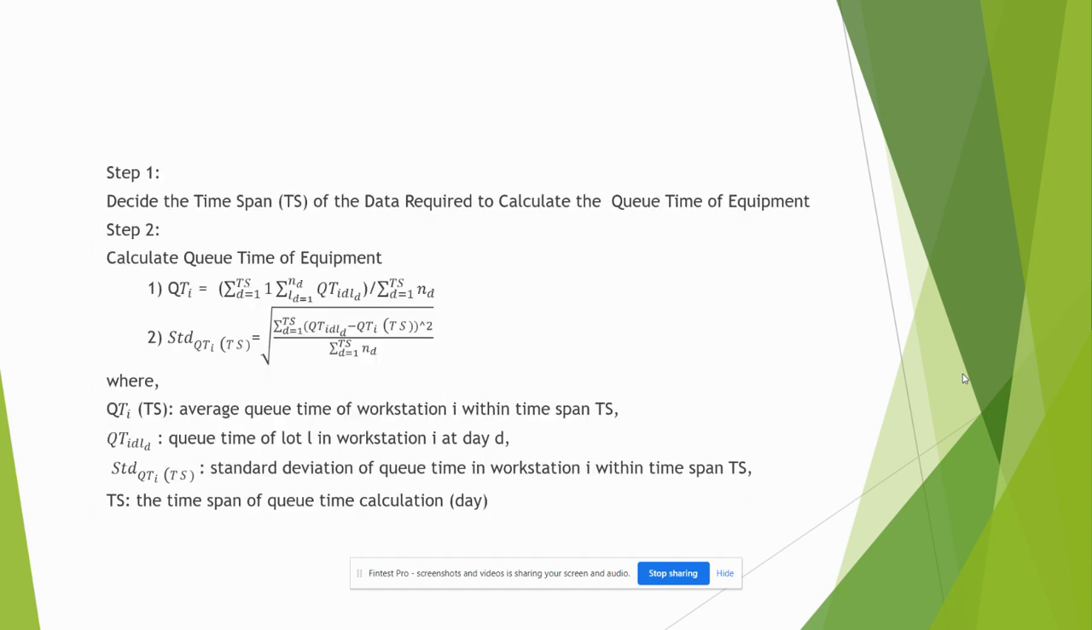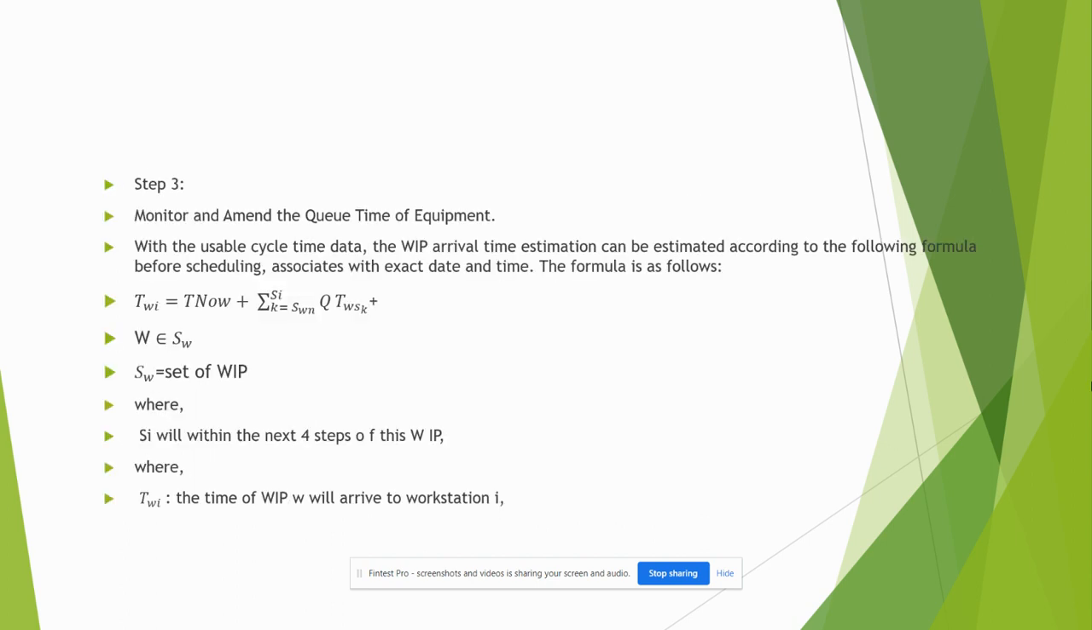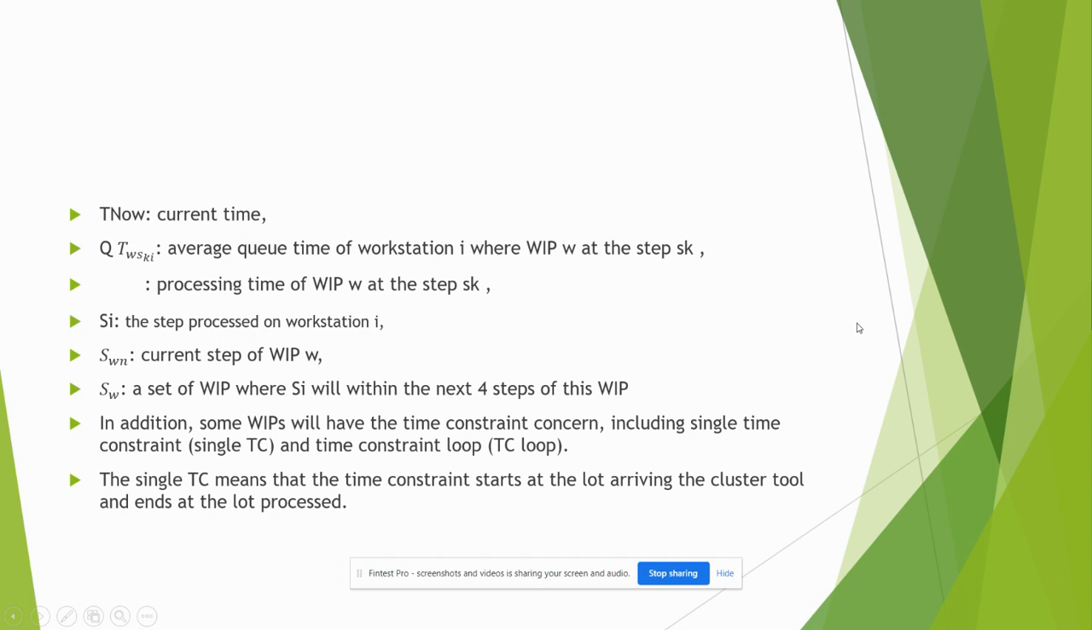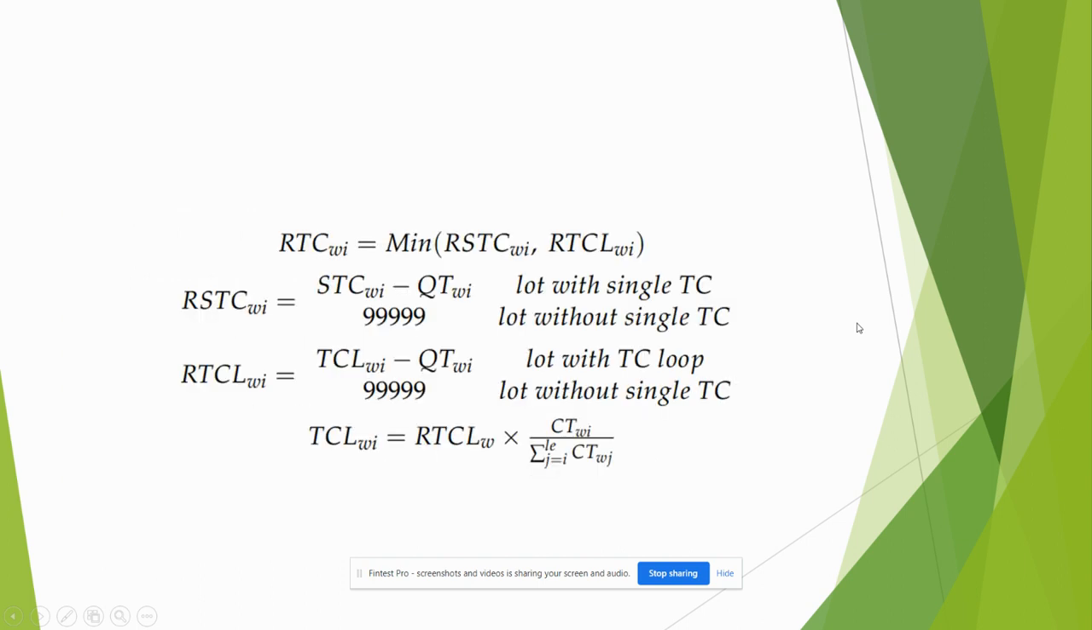Following steps of the algorithm. Step 1: decide the time span of data required to calculate the queue time of the equipment. Step 2: calculate the queue time of the equipment using the formula. And the third step is to monitor the queue time of the equipment with cycle time data. Work in process arrival time can be estimated according to the following formulas we use.